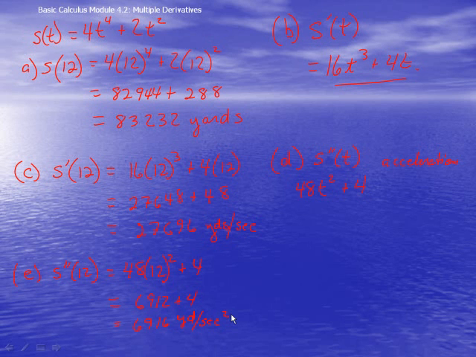And the last question we have is part F, which is, what does s triple prime represent? And in calculus, this represents what is called jerk. And it is the change of acceleration. For example, when you take your foot off of the gas pedal, there is a slight jerk when you decelerate. So it's the change in acceleration.